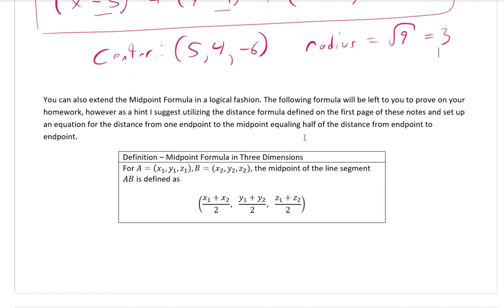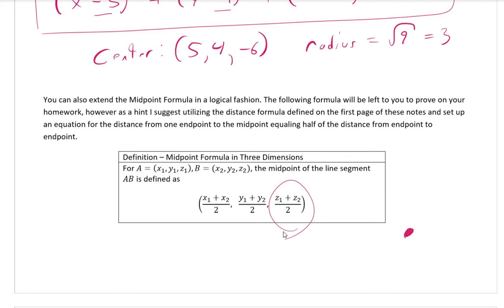You can also extend these concepts into the midpoint formula. The midpoint formula will be just like the normal midpoint formula. The only thing is that you add an additional piece here. You will do this on your homework, and I have a hint here saying that I suggest utilizing the distance formula, which we had on the first page, and set up an equation for the distance from one endpoint to the other equal to double, or half of the distance from one endpoint to the other. So say from A to B, find that distance, set up that formula, and then set that equal to half, or set that to be half equal to the distance of one endpoint to the midpoint.